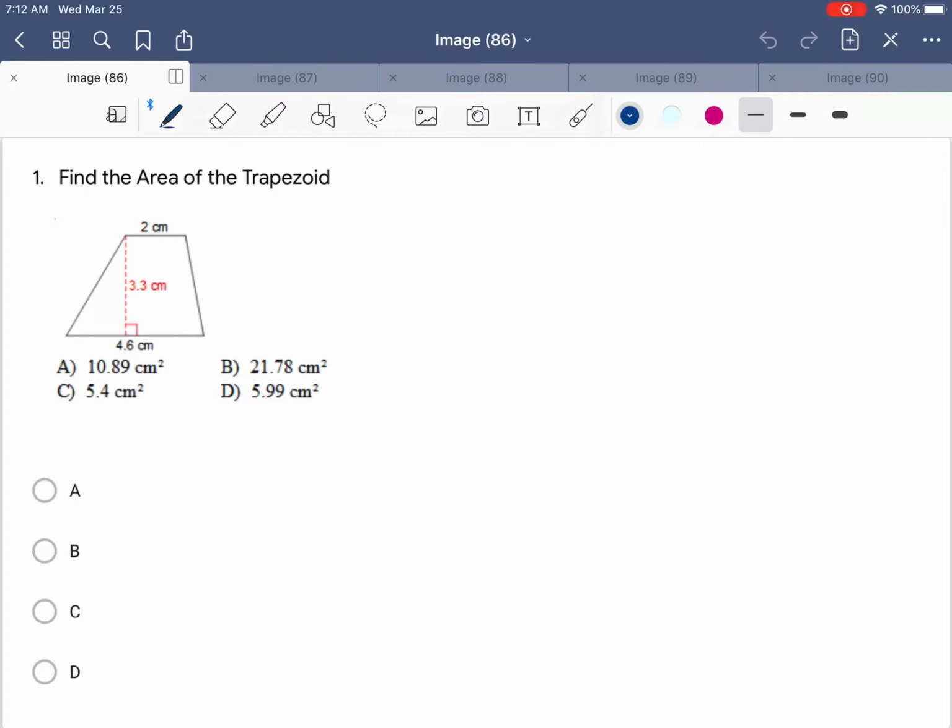So first of all, today we're going to talk about the area of a trapezoid, which has a little bit of a different formula, but it's not really very bad once you start practicing it. So for the area of a trapezoid, which this whole shape right here is, the formula is area equals base 1 plus base 2 divided by 2 times the height.